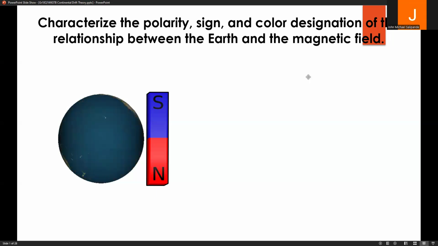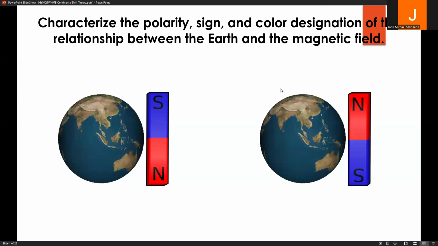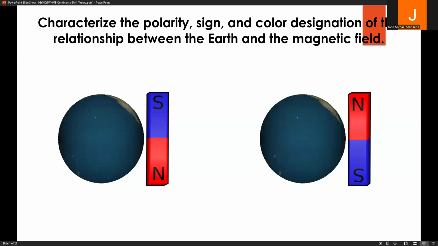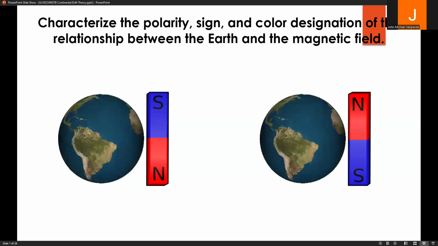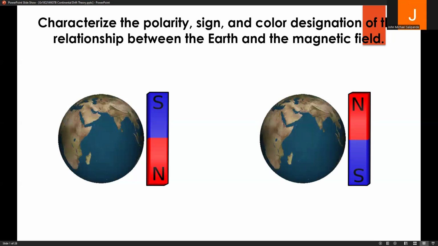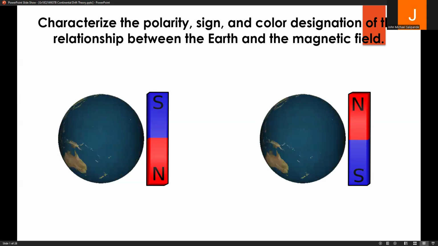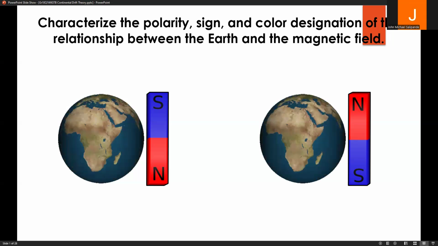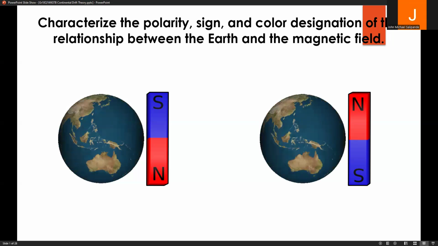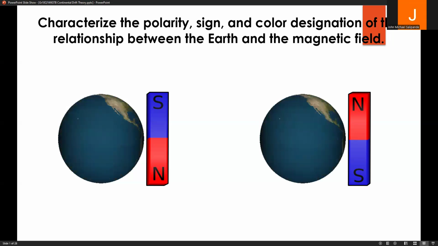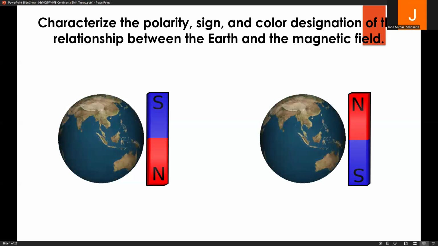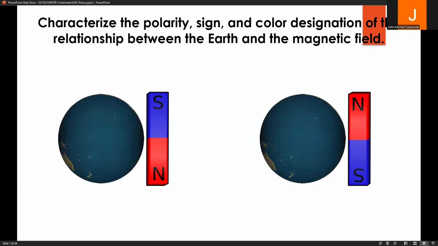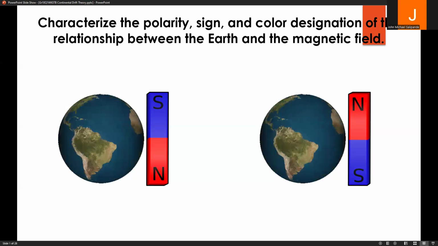Okay, next. So because the orientation of the Earth did not change at all, only the orientation of the magnet, this time it's the normal one, no? Because it is the North Pole, it's oriented at the north direction, and the South Pole, it's oriented in the southern direction. So meaning the compass needles, or rather the magnetic field, is oriented towards north. So therefore, the sign is considered positive, and the color designation is gray.